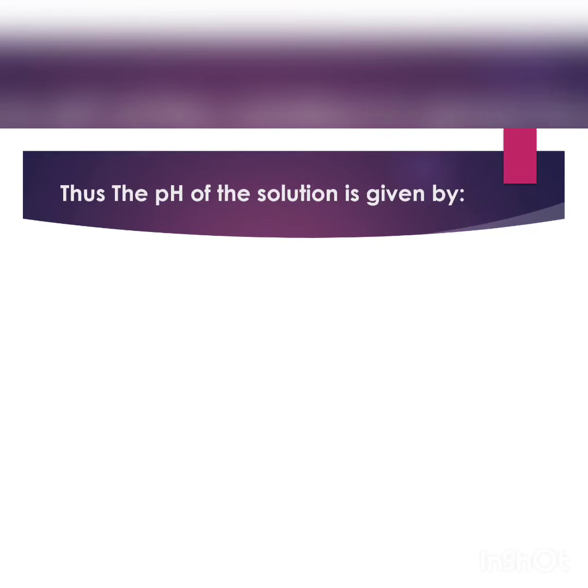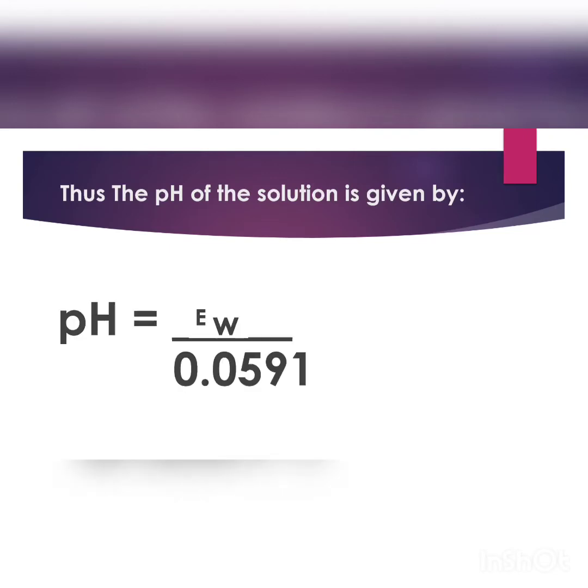Thus, the pH of the solution is given by the following formula, that is pH is equal to EW divided by 0.0591. Hence, we have got to the final formula, and this formula is used to find the pH of the solution using hydrogen electrode.